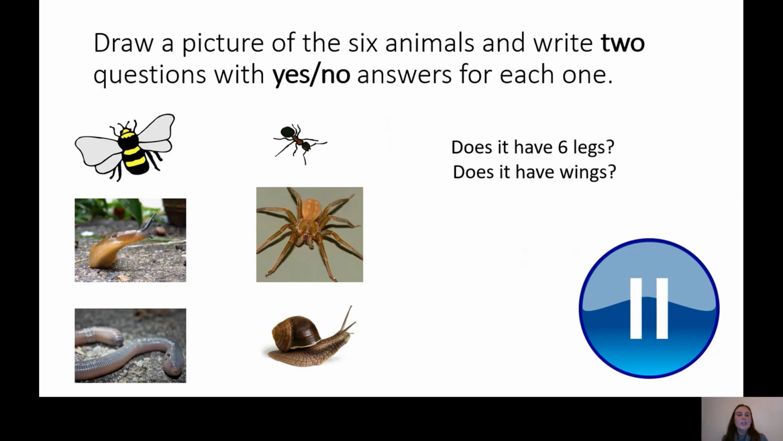Right, Year 2, you can pause the video here so that you've got the pictures of the insects and the instructions to help you. Or there will also be some instructions and pictures on your worksheet.